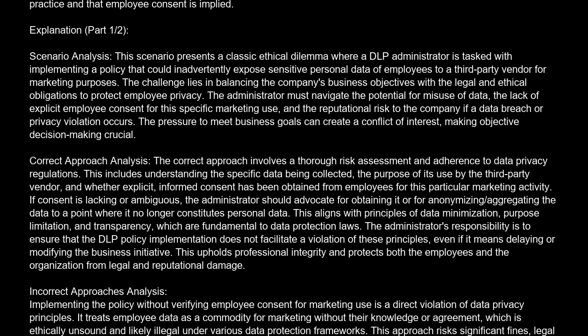Incorrect approach analysis. Implementing the policy without verifying employee consent for marketing use is a direct violation of data privacy principles. It treats employee data as a commodity for marketing without their knowledge or agreement, which is ethically unsound and likely illegal under various data protection frameworks. This approach risks significant fines, legal action, and severe damage to employee trust and the company's reputation.